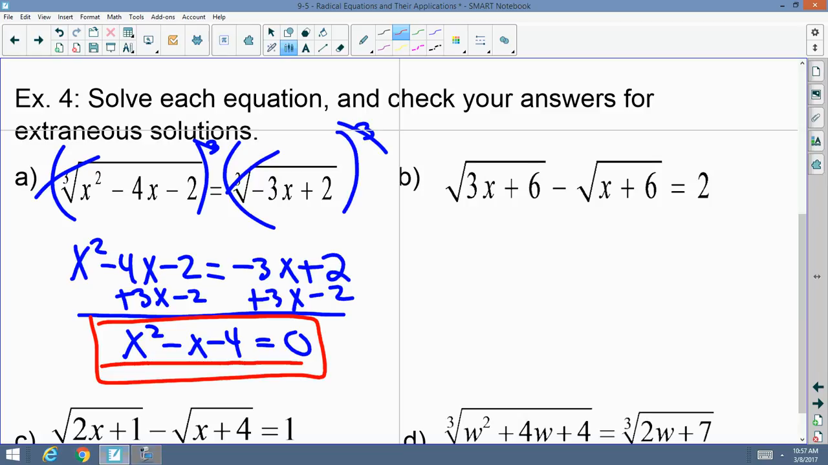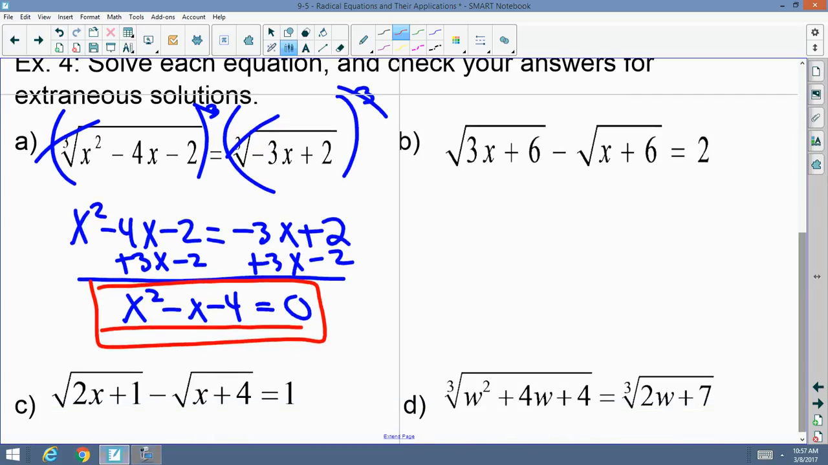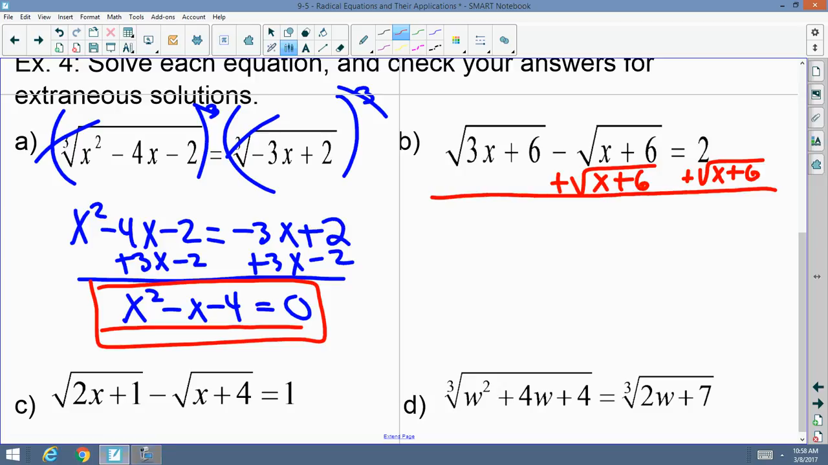Now, please pay attention to this next one, guys. This is the one that kicks everyone in the skull. So please pay attention. For B, I've got two radicals on one side. I want to isolate one of them. So I'm going to add square root of x plus 6 to both sides. This is the square root of 3x plus 6 equals the square root of x plus 6 plus 2. Are you guys with me here?